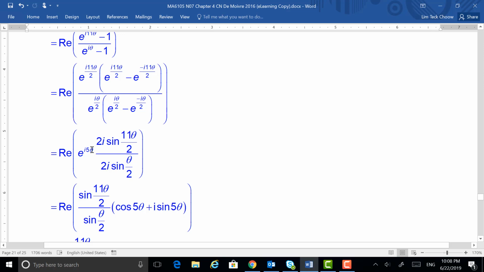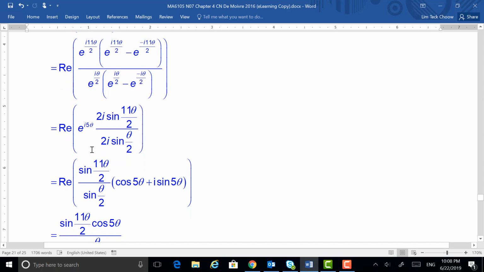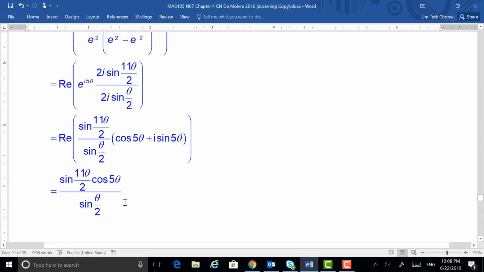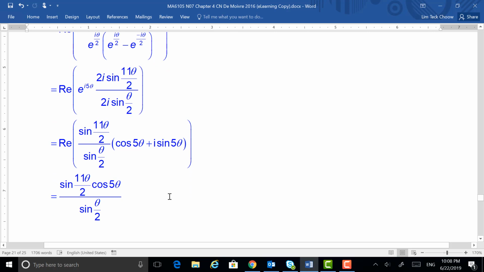So having done so, I can now rewrite this expression. e^(i5θ) is actually this. Upon cancelling the 2i and 2i, I'm left with this fraction here. And now you can extract the real part of this entire expression as just this. Cool, isn't it? Look carefully, I've now obtained the real part of this expression by simply taking this, this, and this to give you the real part.